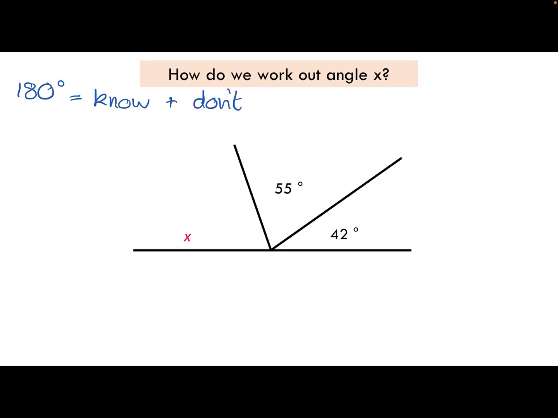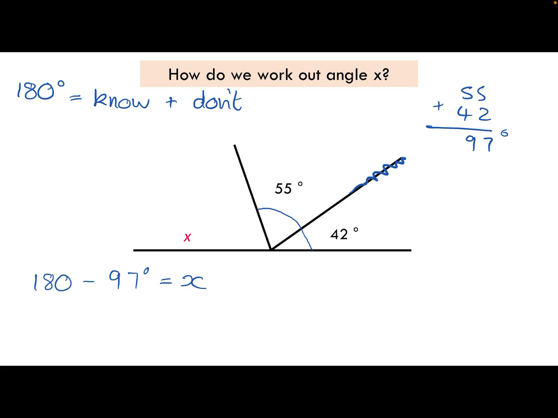So what I can do is I can do a little calculation over here. I can do 55 add 42, because I need to work out, I can deal with this as a whole. I can, in a sense, get rid of this line. Find out what the whole thing is. So I know 5 add 2 is 7, 5 and 4 is 9. So I know it's 97 degrees here. So my calculation is going to be 180, take away 97 degrees, and that is going to give me what x is.